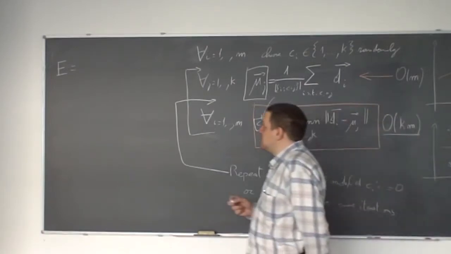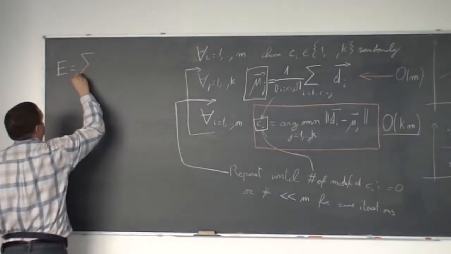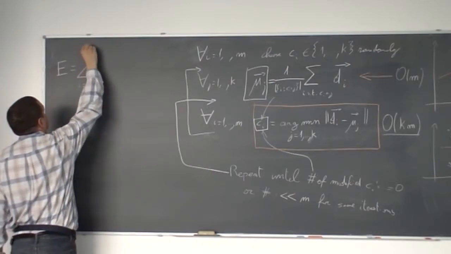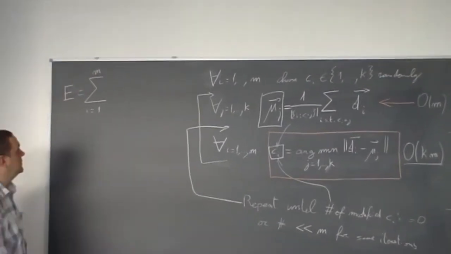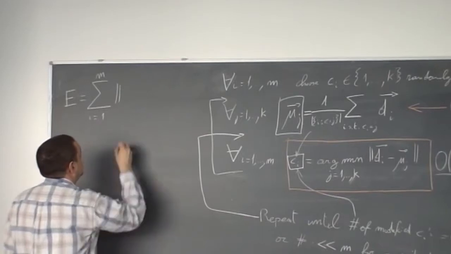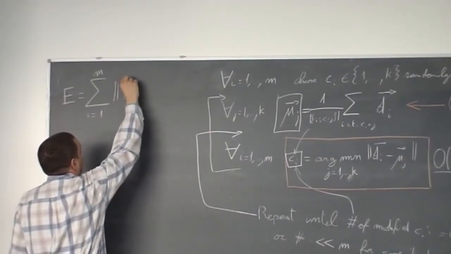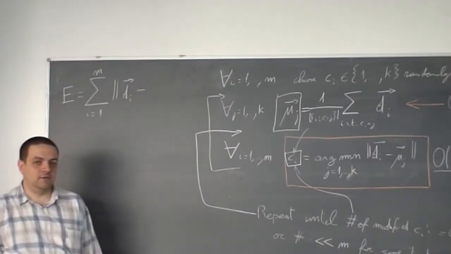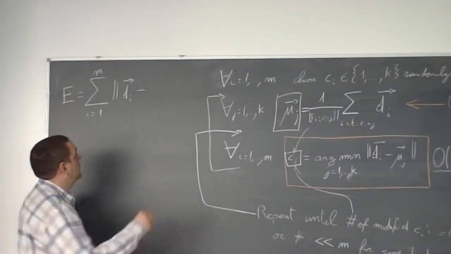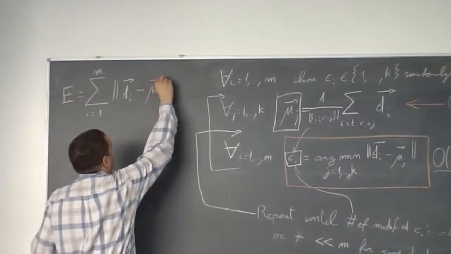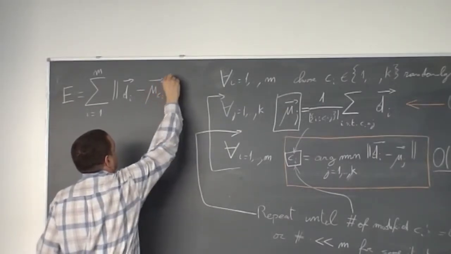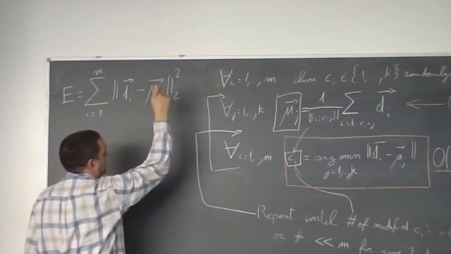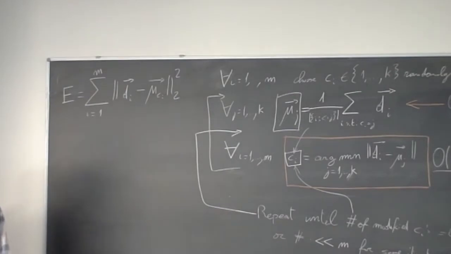Of course, the error is, so I compute the sum over all elements i of the distance between the element di and the corresponding cluster representative, which is mu Ci. And let's take the square distance, of course, we are always in the Euclidean space.